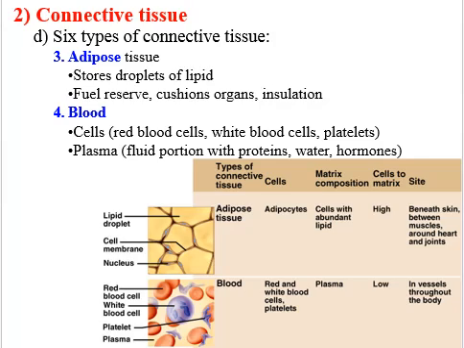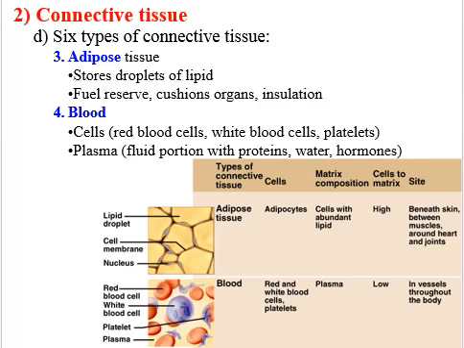Now, adipose tissue is great for storing energy. There's twice as many calories in fat as there is in protein or carbohydrate. So it's very good at storing energy. It cushions and protects a lot of organs, and it's a very good insulator as well. It doesn't conduct heat very much.